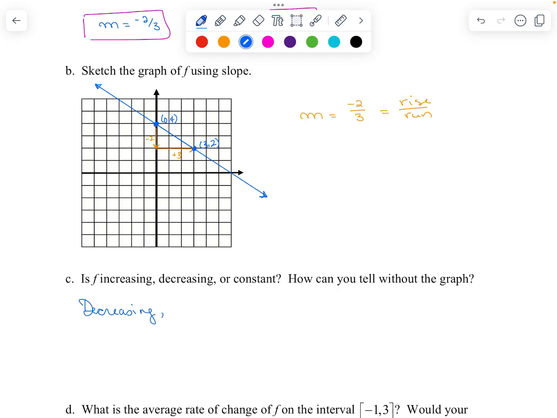And we could know this even without looking at the image by simply knowing that the slope is negative. So we can know this by the sign of the slope. So whether it's negative or positive, it being negative means that it's decreasing. If it were positive, it would be increasing. If we had a slope that was 0, it would be constant.